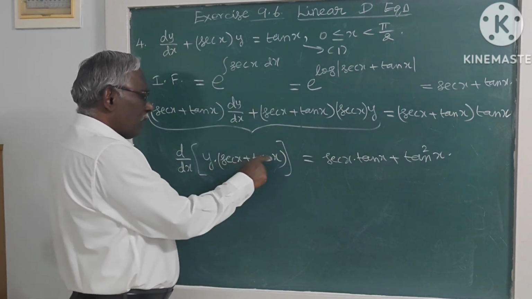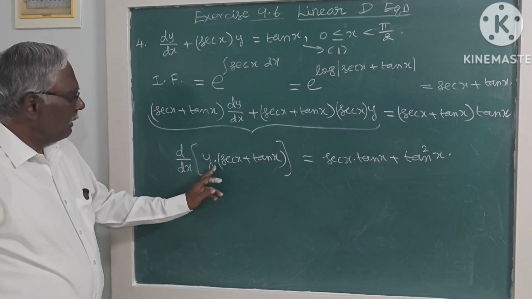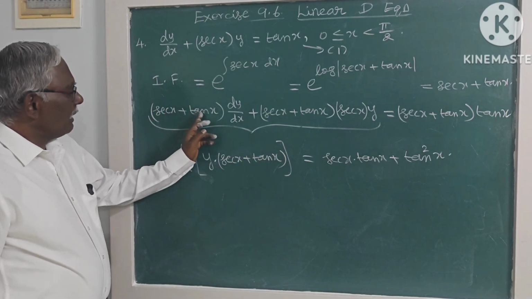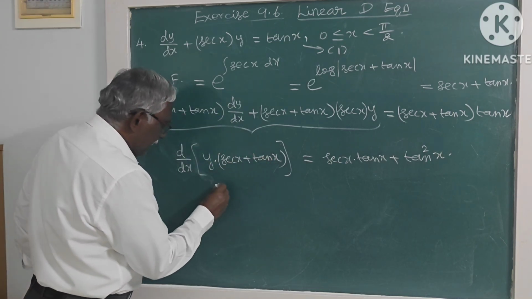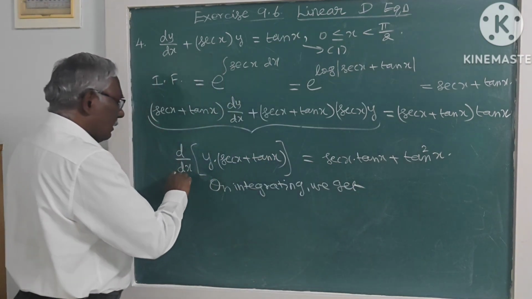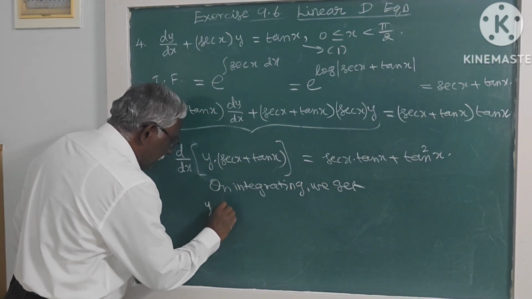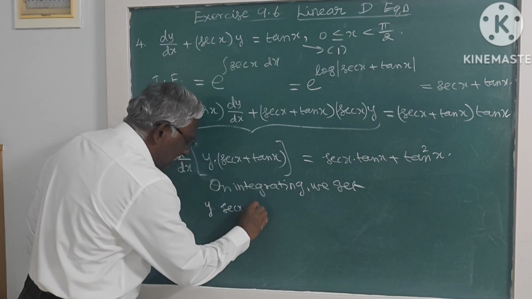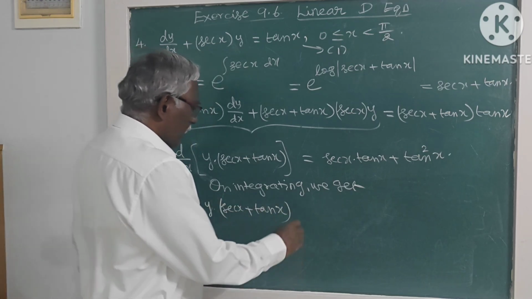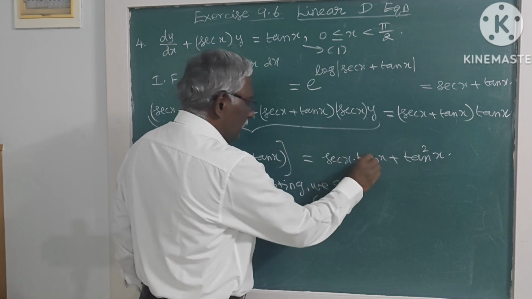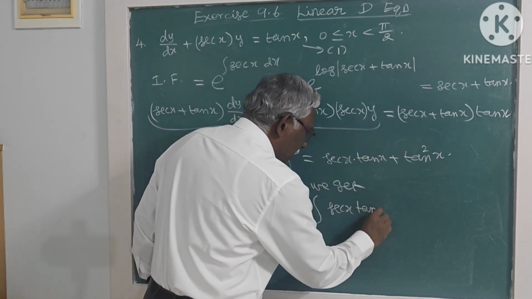Again, secant x plus tan x into, if we differentiate y with respect to x, dy by dx. Secant x plus tan x into dy by dx. So on integrating, we get y into secant x plus tan x, this equal to integral secant x into tan x.